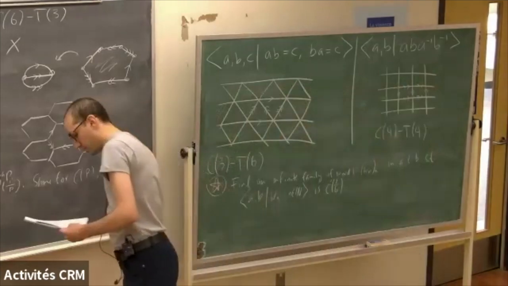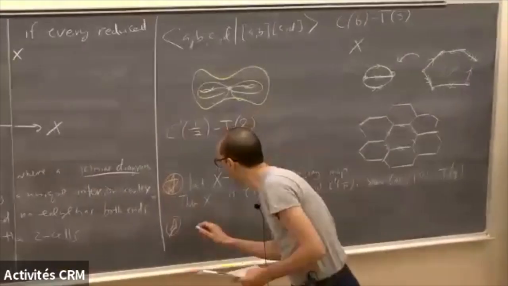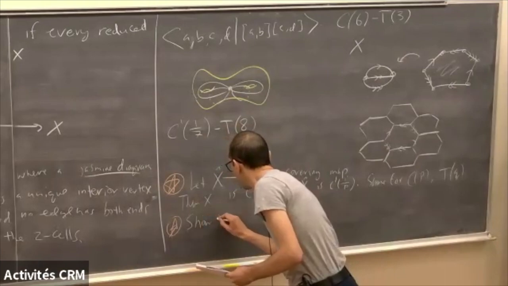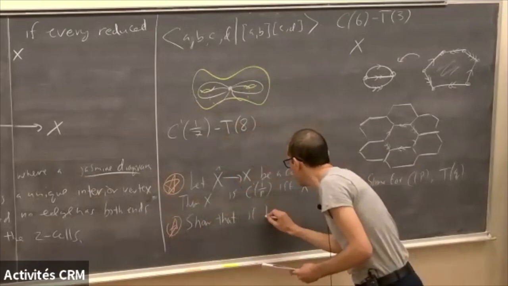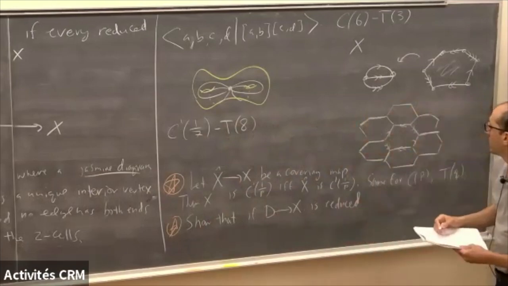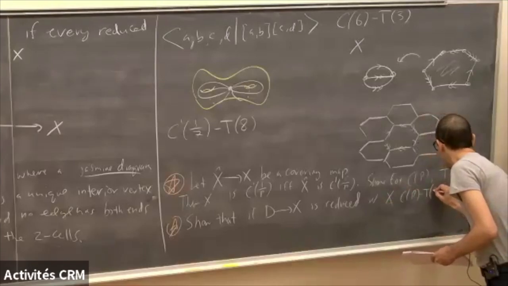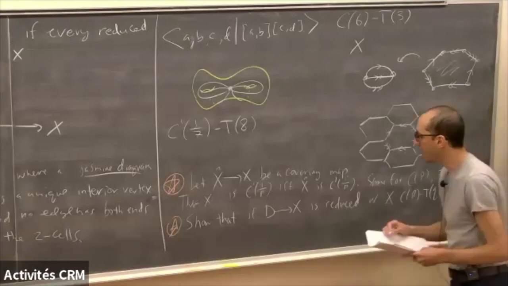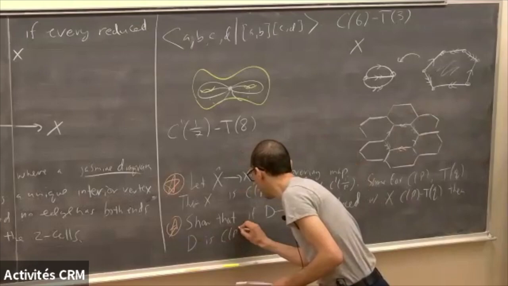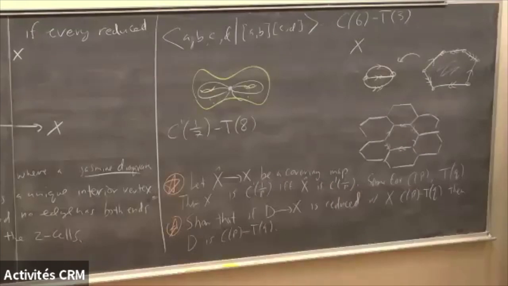And last exercise that I'll mention for now. Yeah, and this is very important. Show that if D is a reduced disk diagram in X, which is CP TQ, then D itself is CP TQ. Okay, so it's good to know that that's true, and you can think about how to prove it later.